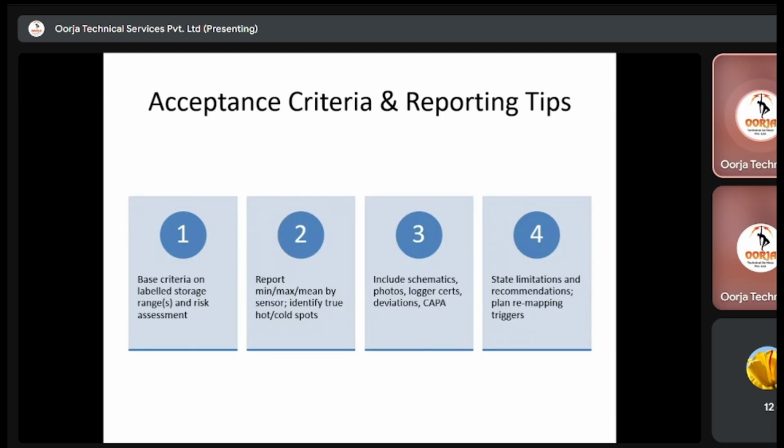And through risk assessment, you can identify and document the acceptance criteria for that particular area. Report with clarity, right? So don't just show a pass-fail result. Means it is at Urja's part. So this report will present everything, including minimum, maximum, mean, and the temperature and RH graph across the mapping cycle.